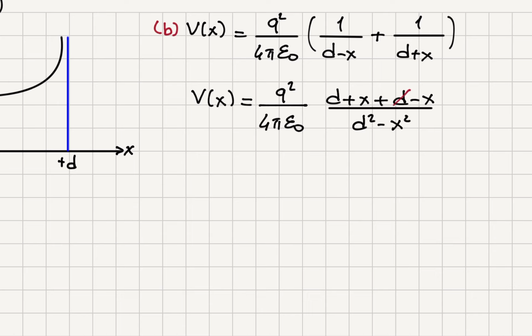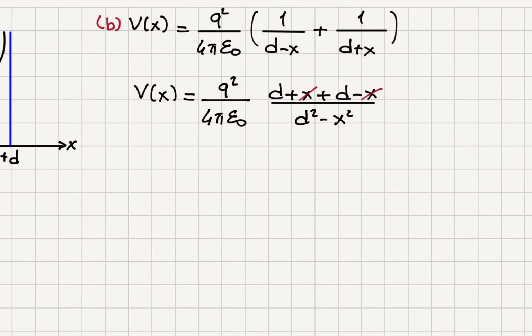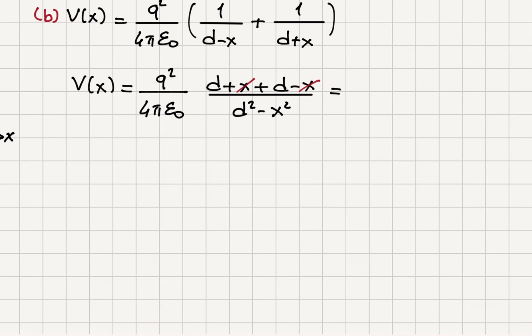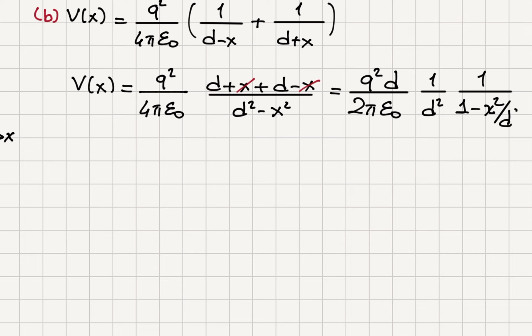You can see that plus x and minus x disappear. And this is going to give me, because I have 2d here, this is going to become 2. So q squared d divided by 2 pi epsilon 0. And then I'm going to write the remaining with the 1 over d squared, parentheses 1 over 1 minus x squared divided by d squared.